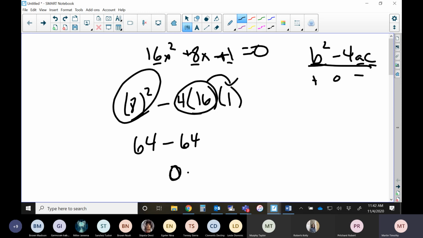What does that tell me? One real, and it's also called a what? A double root. It's called a double root. Again, I'm just prepping that for next chapter because that's going to come up again. So I like to preview some of that stuff.